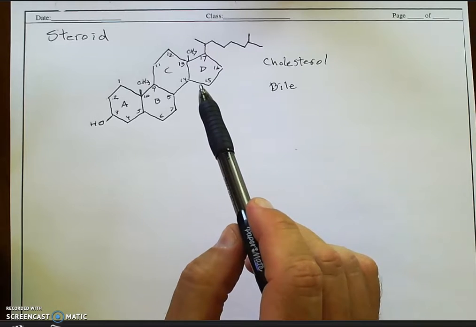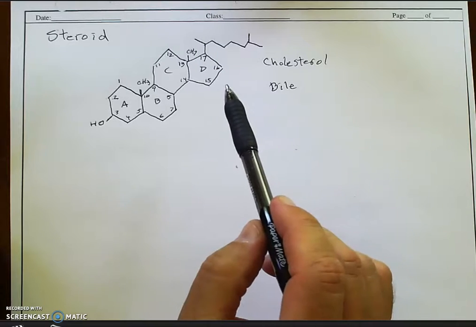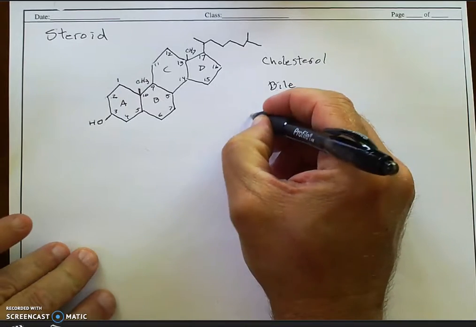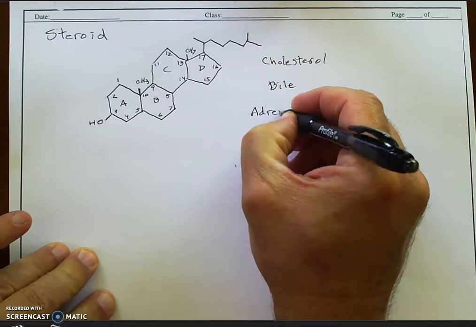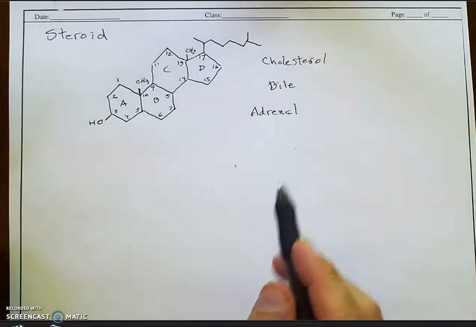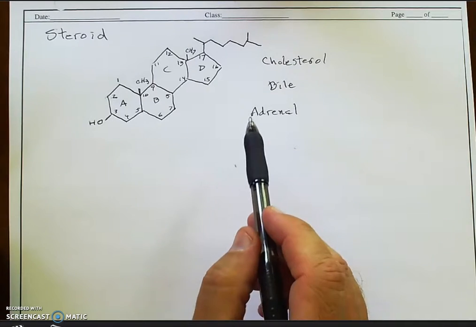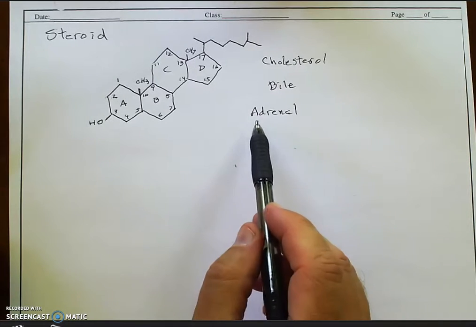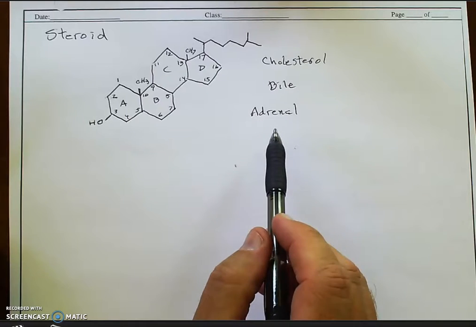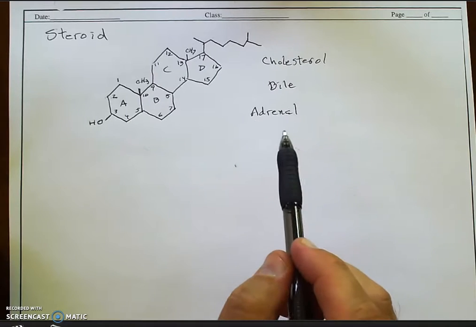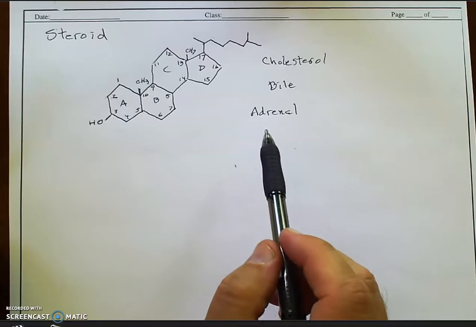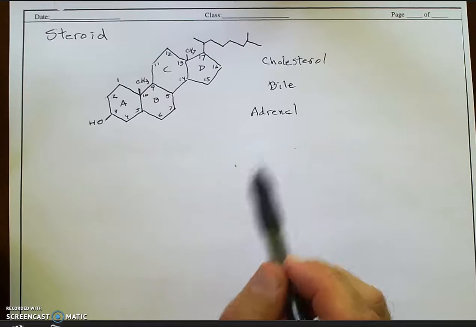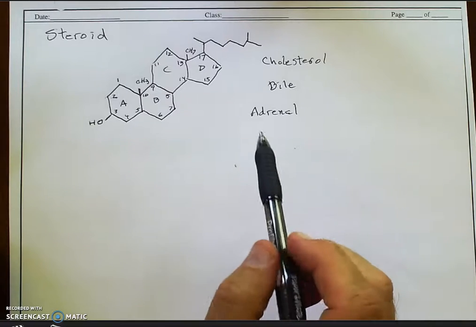Most of them are produced in the adrenal glands. Your adrenal glands sit on top of your kidneys. The name adrenal is a little bit misleading. The ad prefix really means beside. Renal means kidneys. They're not really beside kidneys. They're actually on top of kidneys. For that reason, they are sometimes referred to as suprarenal glands, which literally means on top of the kidneys.